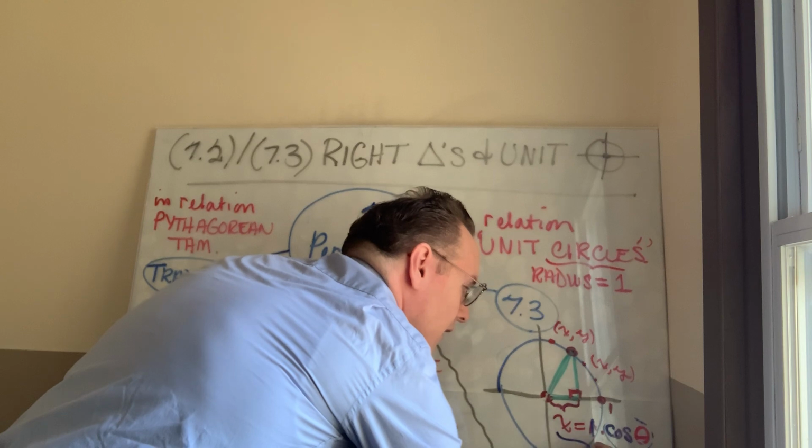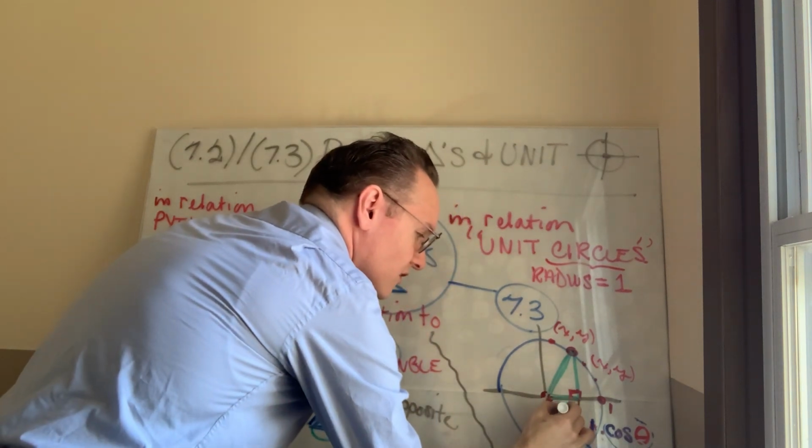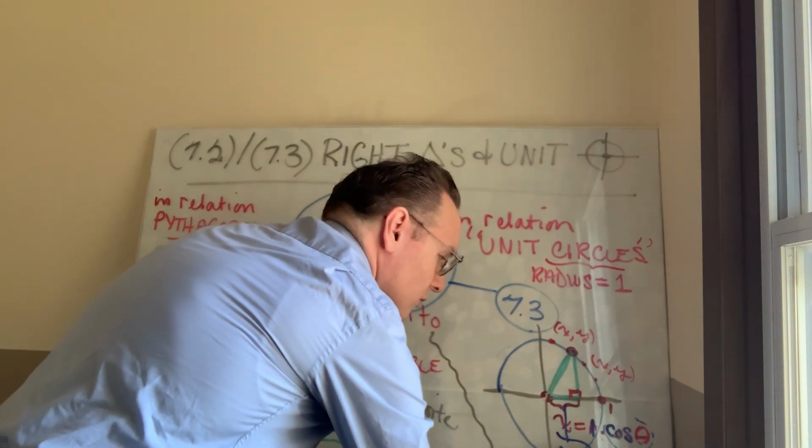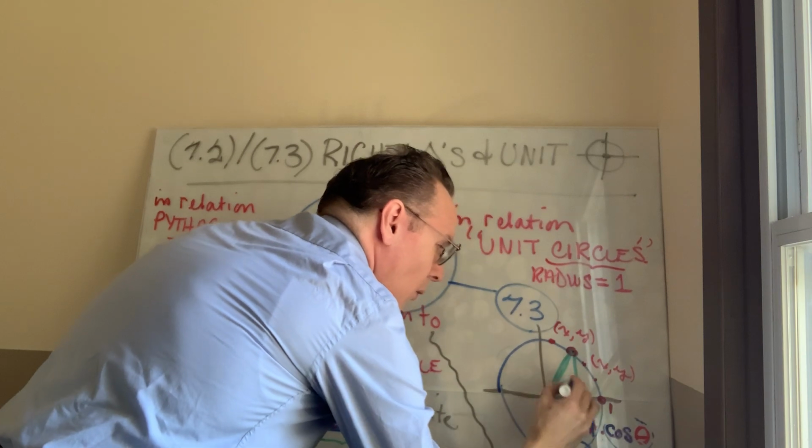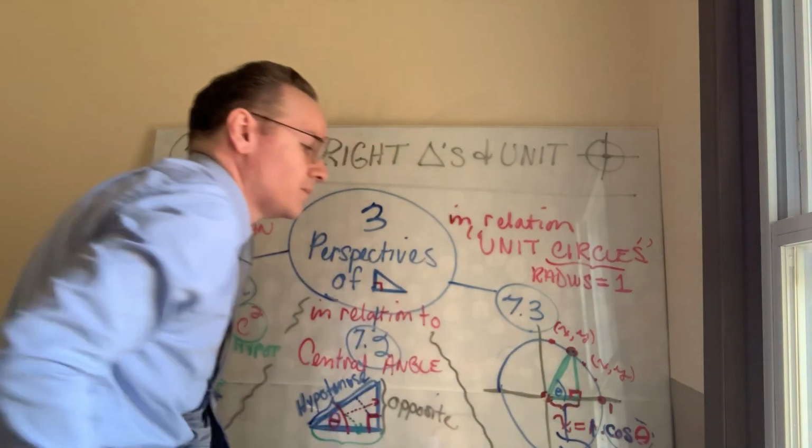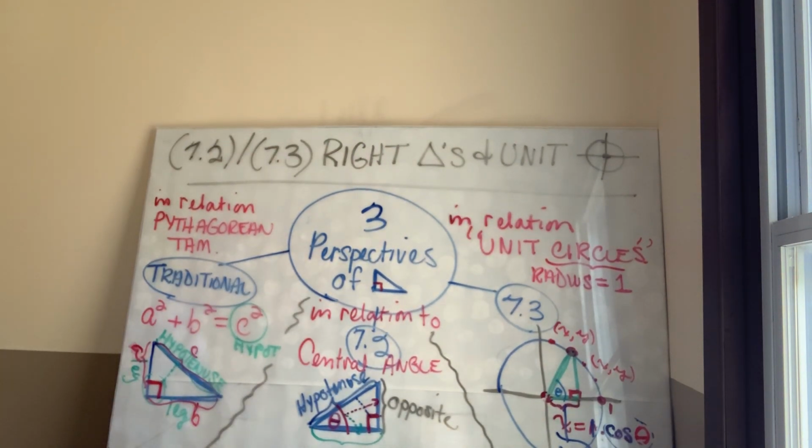And would basically be this. This distance for x would be equal to the cosine of whatever the angle is here. Okay?